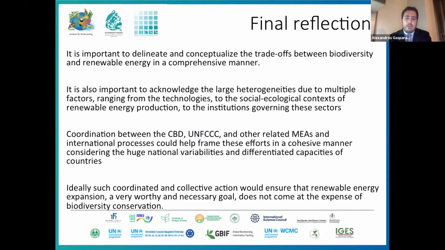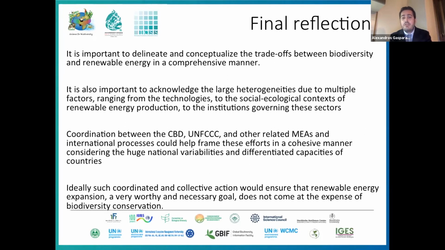It is also important to acknowledge the large heterogeneity due to multiple factors, from the technologies to the social-ecological context of renewable energy production, to the institutions governing these sectors, to the national sensibilities and priorities when it comes to energy policy and biodiversity conservation. There is a need for coordination between multilateral environmental agreements, whether the CBD, the UNFCCC, but also other relevant MEAs and international processes, to frame these efforts in a cohesive manner, considering this big variability and differentiated capacities of different countries.